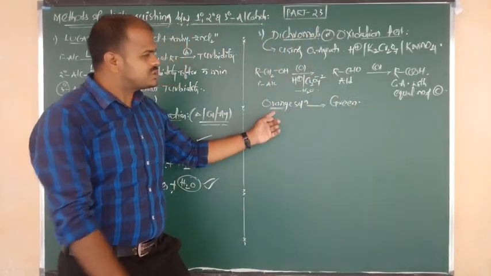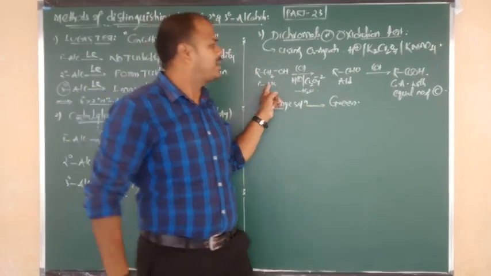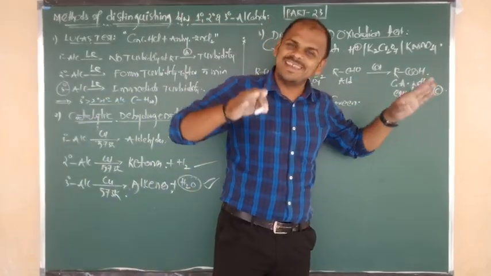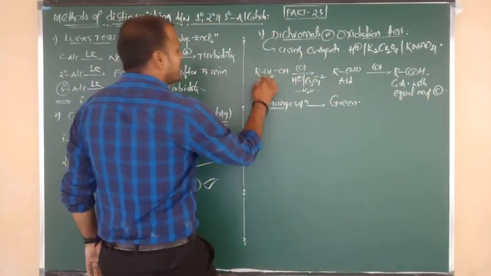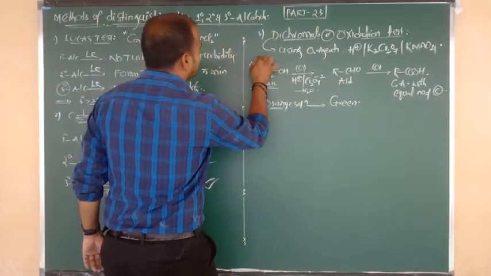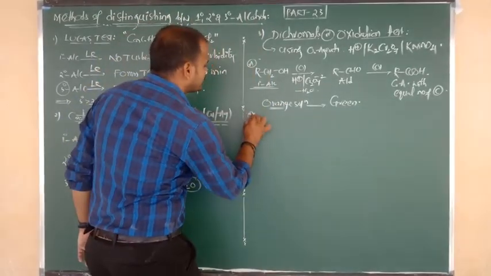If the orange solution changes into green, that means primary alcohols are completely oxidized to carboxylic acids. I hope you understand. In that manner, we can identify the primary alcohols. Okay, now let us go for B.